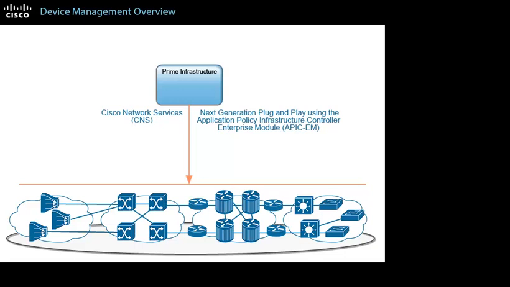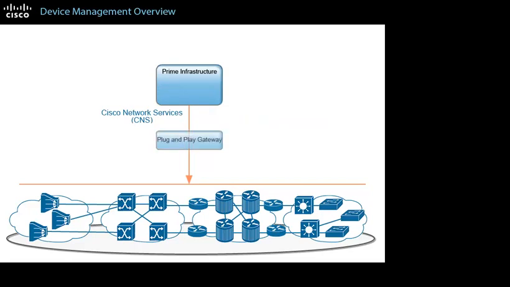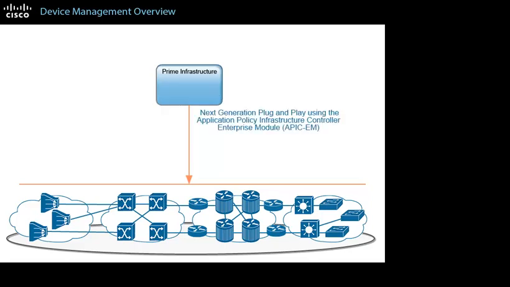Prime Infrastructure implements plug-and-play functionality by using the plug-and-play gateway, which differs based on the technology. When using CNS technology, the plug-and-play gateway can be an independent installation, or it can be integrated in the Prime Infrastructure platform on the Prime Infrastructure server. When using APIC-EM technology, the APIC-EM assumes the role of the plug-and-play gateway.